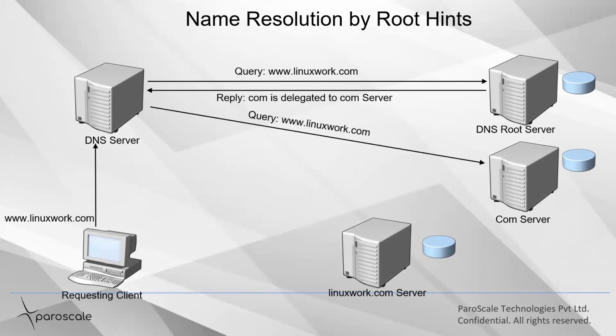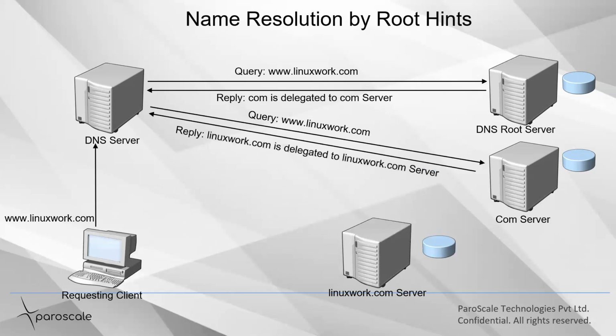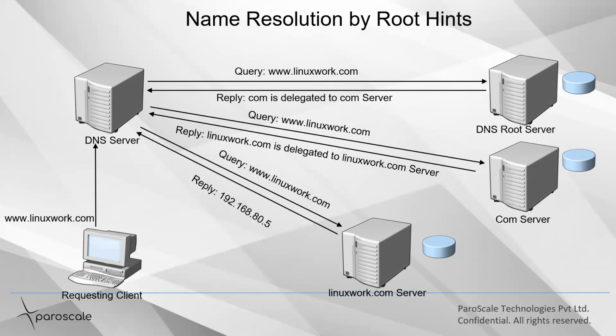So it will query the same to the com server, which replies that linux.com is dedicated to the linux.com server. Then it asks the linux.com server if it has www.linux.com. So it will reply with the IP. Our DNS server gets this IP, stores it in its DNS server cache for future use, and then replies to the client that the particular domain name has this IP.